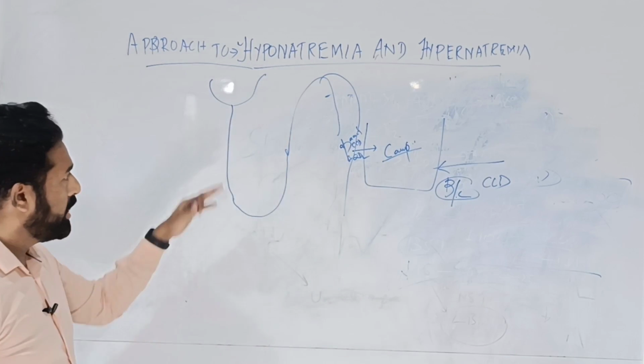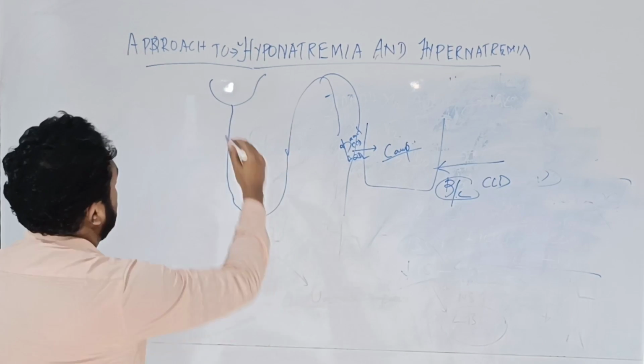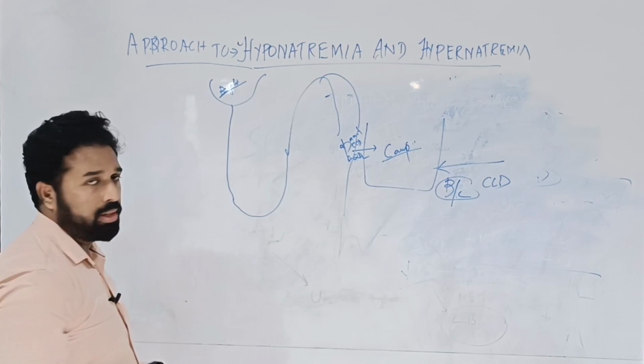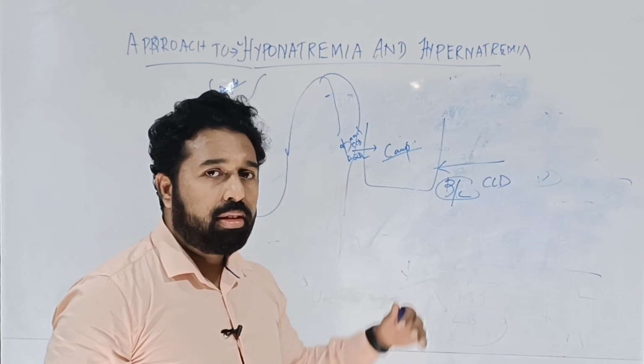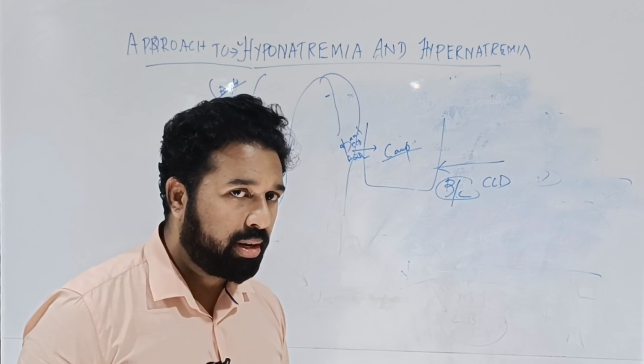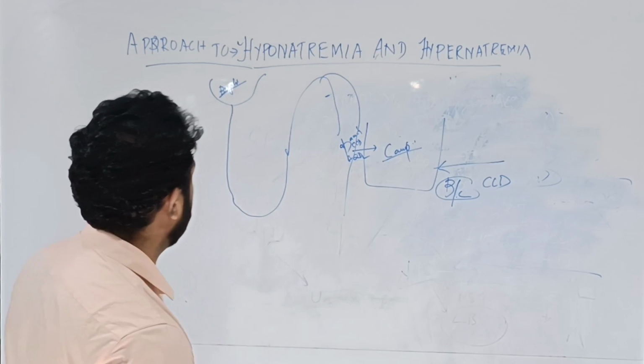Okay, so what I have drawn here is the Bowman's capsule and the glomerulus. It's called the renal corpuscle. Now I'm going to talk about how aquaporin 2 expression causes hyponatremia, how it causes free water reabsorption.